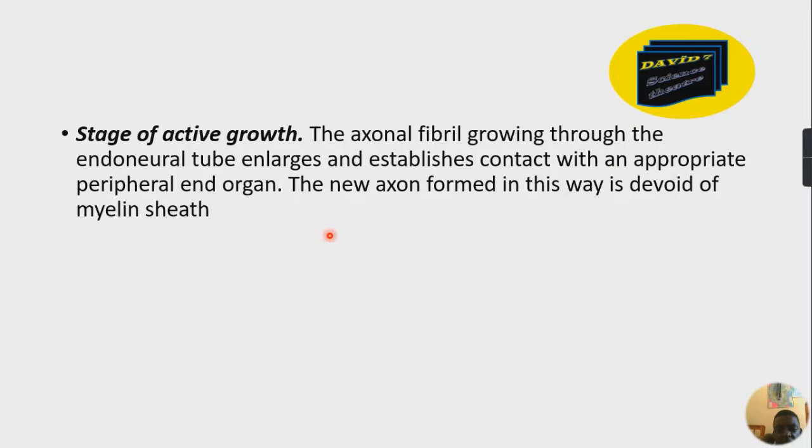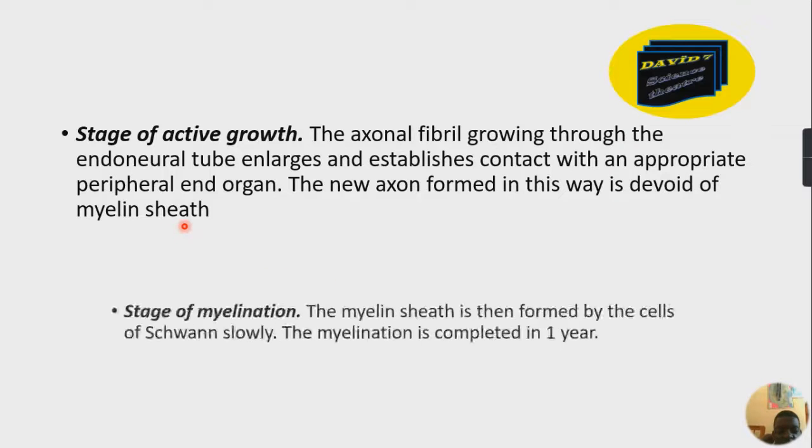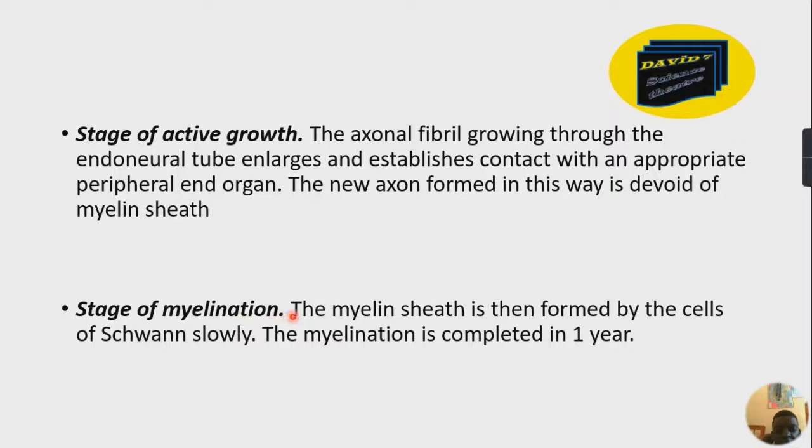In this stage, the axon fibril grows through the endoneural tube, enlarges and establishes contact with an appropriate peripheral end organ. The new axon formed in this way is devoid of the myelin sheath. Therefore, the myelin sheath will be formed and deposited by the Schwann cells only, and this myelination is completed after around a few years.